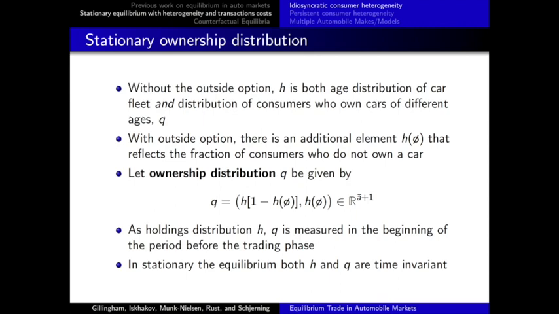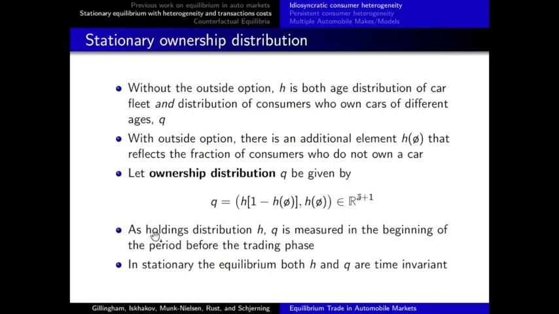Or of each age. Okay, so with the outside option, there's this additional element in the holdings distribution, or this additional factor to calculate: the fraction of consumers who do not own a car. And then we can define the ownership distribution Q as the holdings distribution multiplied by the fraction of consumers who do own cars, and then the last element is the fraction of consumers who do not have a car. It's one of those things that are important to define, especially when you're implementing on a computer, and being precise about this. Okay.